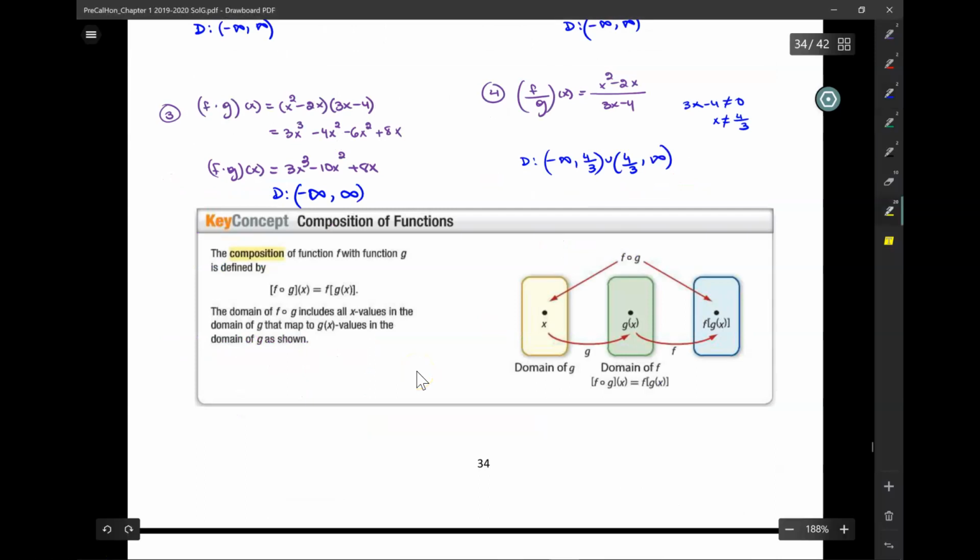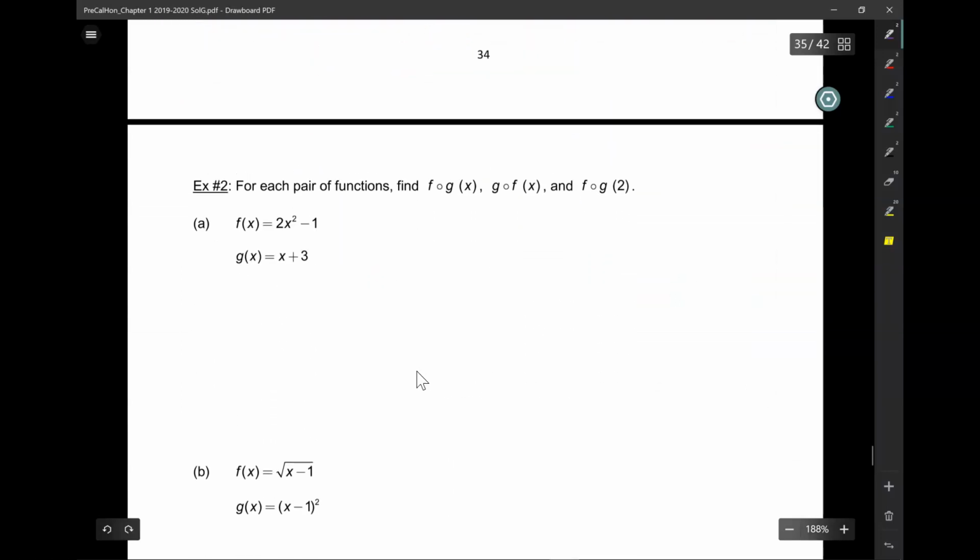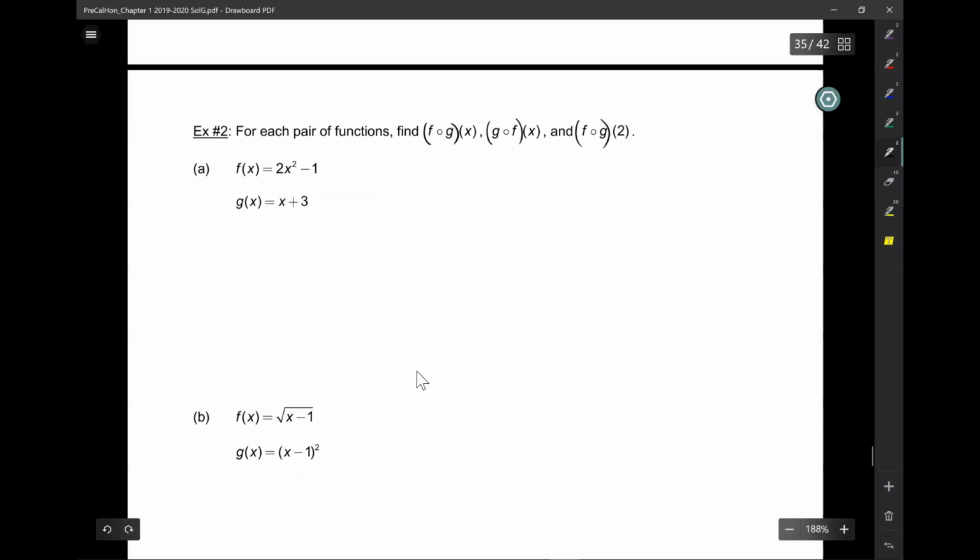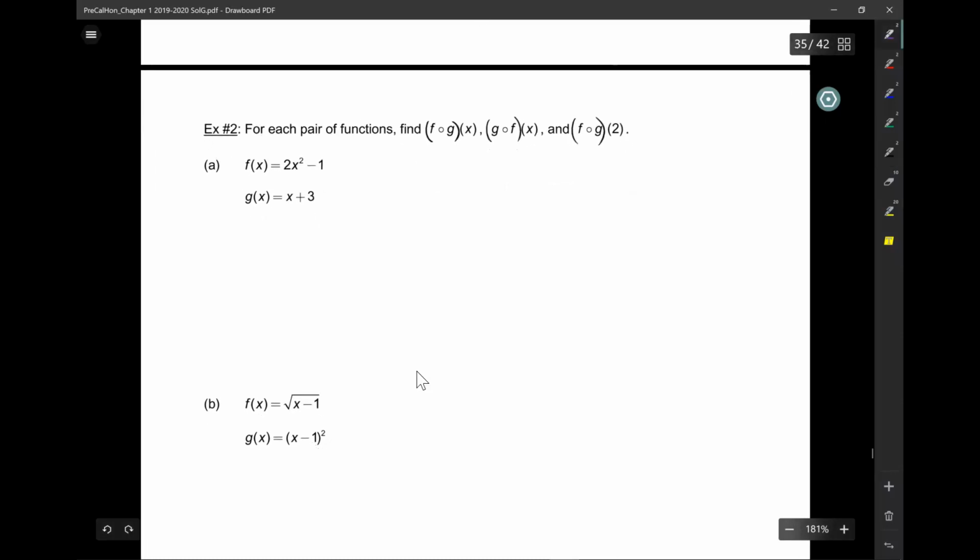All right, so let's move on to compositions of functions. This is when you have two functions and one gets nested into another. For example, if you have f of g of x, another notation is f of g of x written this way. So g gets inserted into f. Let's take a look at this one. For each case, we have to find f of g of x, g of f of x, and f of g of 2. Let's take a look at our first example.